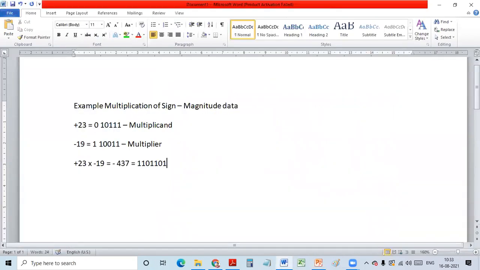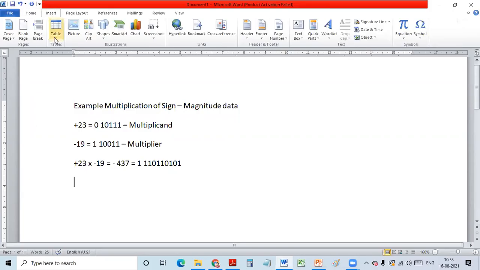1101 10101. This is the magnitude portion. I have to add the sign to it. Since the signs are opposite, I'll be having sign 1. This is the result that you are expecting. Now we have to perform the same thing with the help of the algorithm. Let us work out the algorithm.